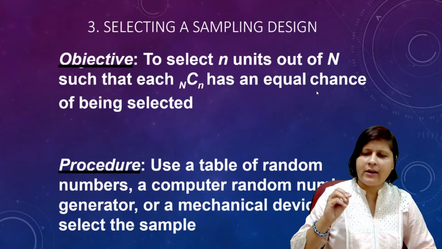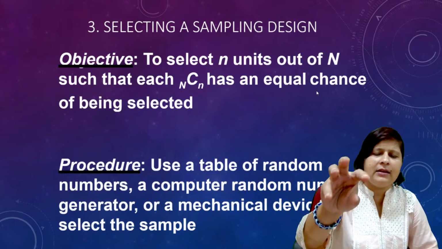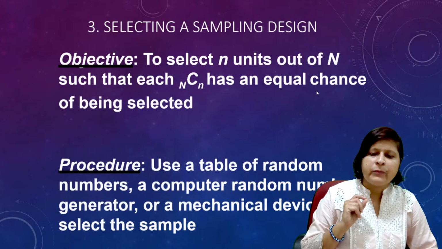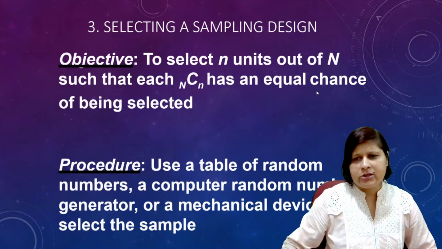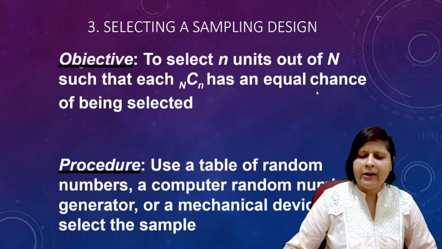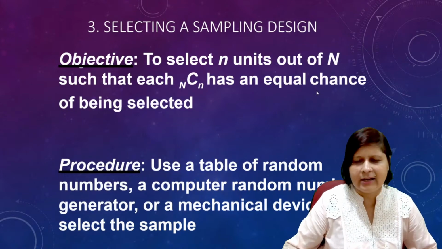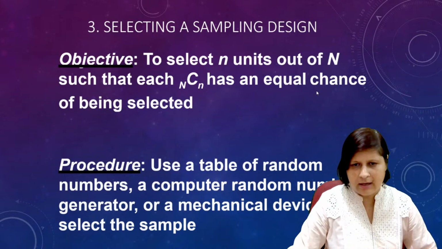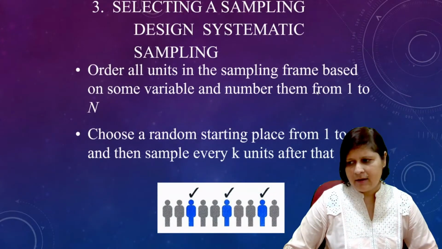Suppose first I have selected W, then I selected A, then I selected Z, then the number comes out to be say X, right? Then there are equal chances. In simple random sampling there is a table of random numbers, a computer random number generator, or a mechanical device to select a sample, and we select it as a sample. Next is systematic sampling.